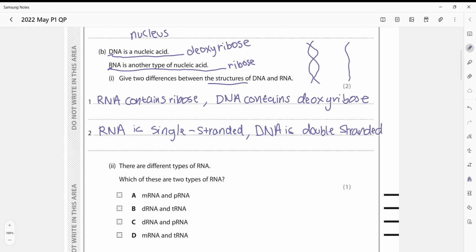Another difference as well, because it only asks for 2 differences, but another difference that you need to know is the types of bases that it contains, right? If you recall, for DNA, the bases are A, T, C, and G, but for RNA, the bases are A, U, C, and G. So DNA contains thymine, whereas RNA contains uracil. So that's another difference that you need to know as well.